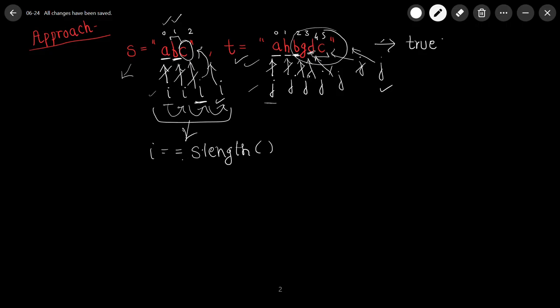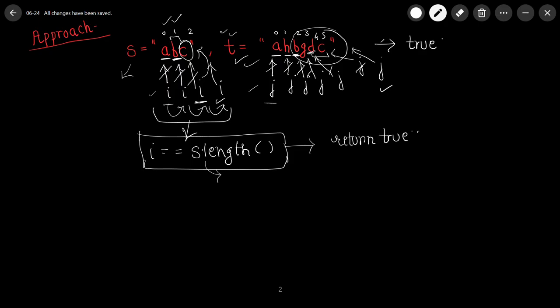So if the i pointer reaches string s's length, that means all of string s's characters matched with string t's characters. That's why we reach the end of the string s. So this is the condition that we would be using. We would simply write at the end that if i reaches s.length, that means all characters matched, thus s is a subsequence. So we return true in this case. If this condition doesn't hold, otherwise false.